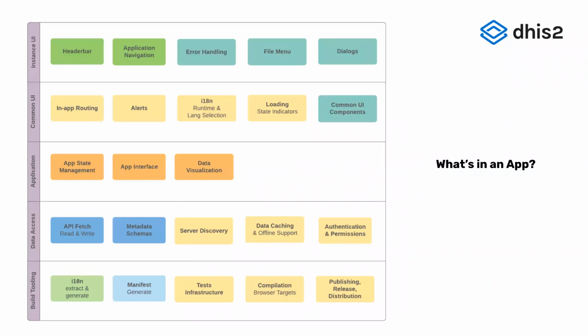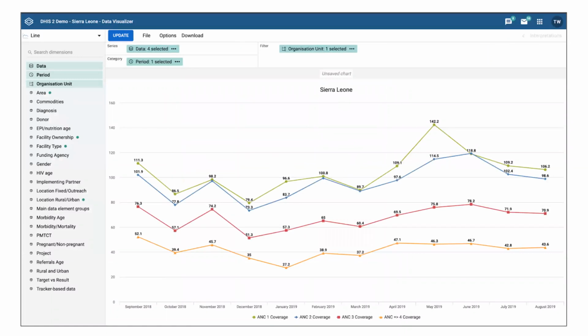There's a lot of things going on here. So if we looked back at that screenshot that I had before, one of the first things that you'll notice that this application has, and pretty much all applications do, is the header bar up here at the top. So it shows the logo of your DHIS2 instance. In this case, it's the DHIS2 logo.